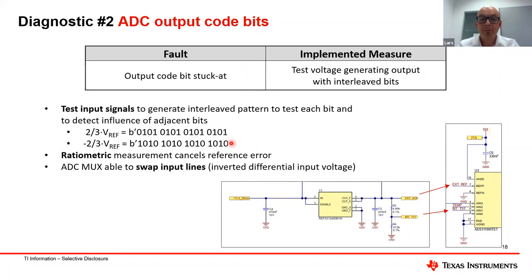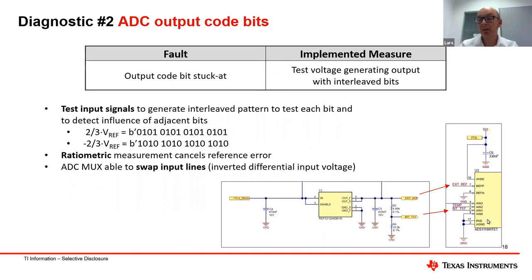And the good thing is that if you also want to test the 1010, so you want to flip all the bits, we just negate the differential voltage. And this is what can be easily done within this AD converter. So for the 2/3 of VREF, we have AIN1 connected to the positive and AIN0 to the negative of the input of the AD converter. And for the second, we just flip it around.